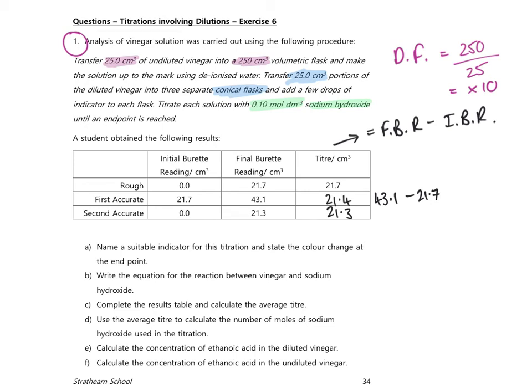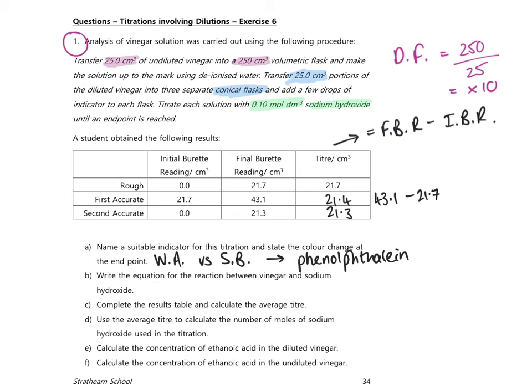So let's have a look at the questions, and we've actually done part C, but we'll come back to that in a second. Part A asks you to name a suitable indicator for this titration and state the colour at the end point. Well, remember, because vinegar contains ethanoic acid, which is a weak acid, and we're doing this against sodium hydroxide, which is a strong base, then we've got to use phenolphthalein. So a weak acid versus strong base titration is always phenolphthalein.